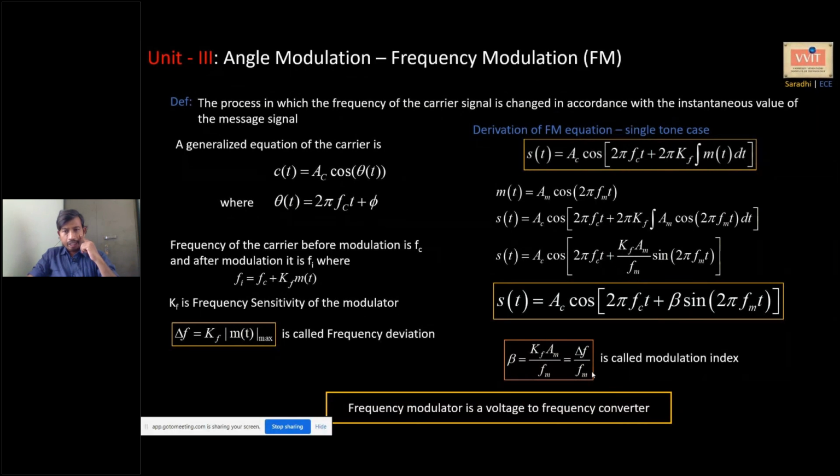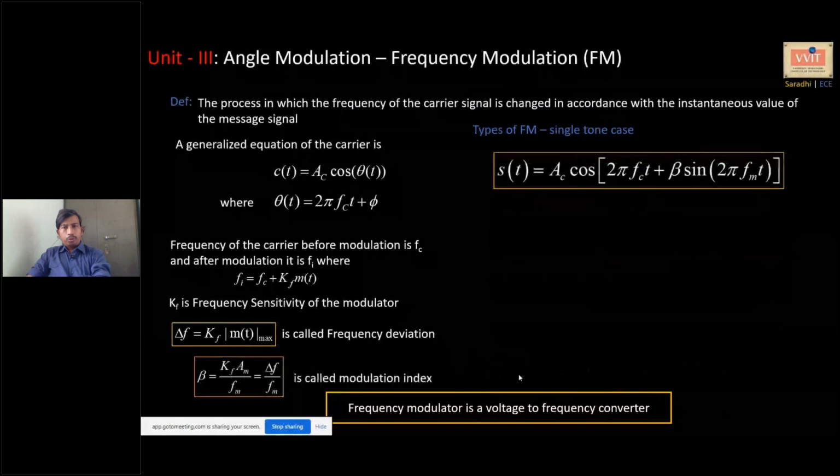This is the frequency deviation after modulation. This is the message frequency. It is a single tone case, so single frequency. So finally, altogether, this is the FM equation in general, you should remember, and this is the FM equation when the message is a single tone signal. And this is a very important term, modulation index. This is equivalent to the modulation index in the case of AM, the amplitude modulated signal.